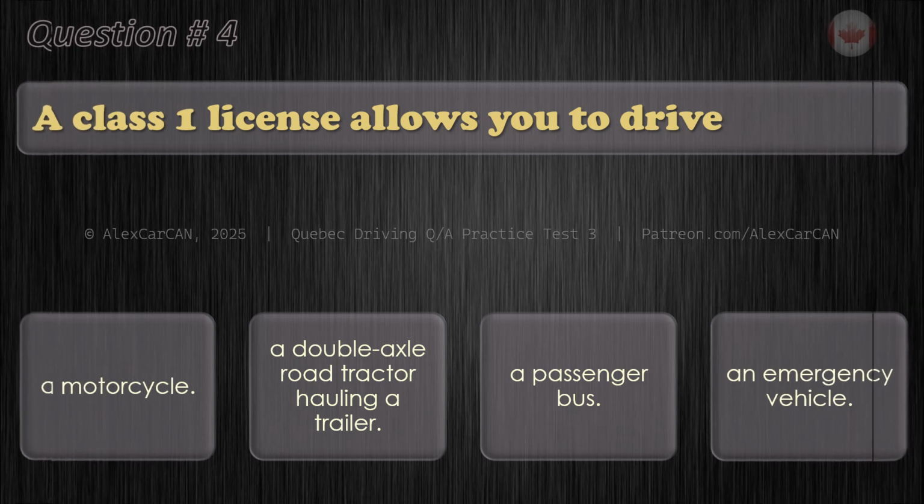Question number 4. A Class 1 license allows you to drive a motorcycle, a double-axle road tractor hauling a trailer, a passenger bus, an emergency vehicle. The correct answer is a double-axle road tractor hauling a trailer.